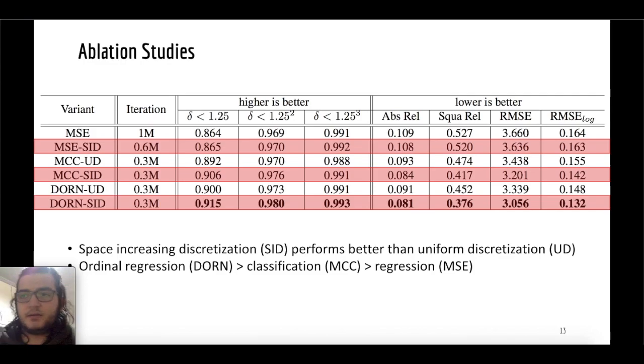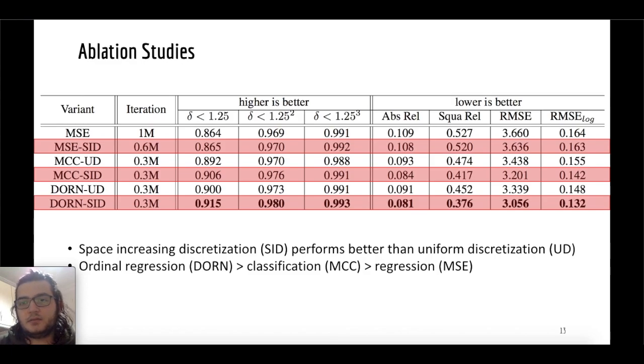And they also compared the loss function between the ordinal regression loss and multiclass classification, the classic multiclass classification. Basically, they concluded that ordinal regression is the best amongst them, and classification is better than direct regression. Also, the space increasing discretization is better than the uniform discretization.